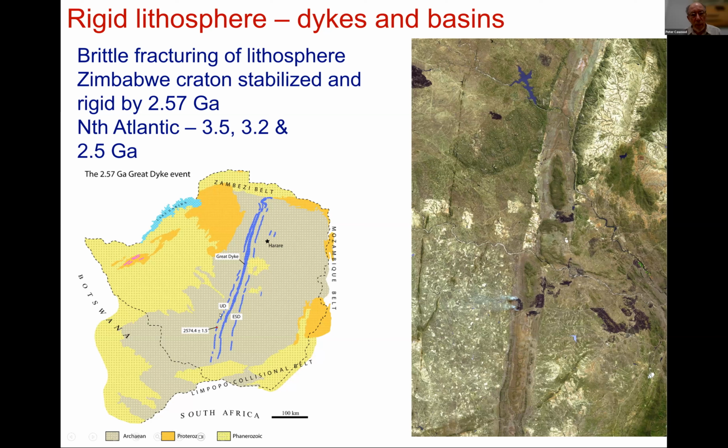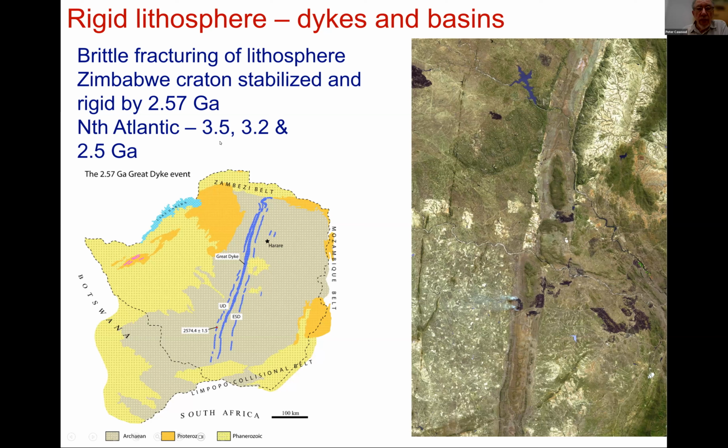So here's the Zimbabwe craton in southern Africa, scale here of 100 kilometers, and the Great Dike, dated at 2.57 billion years, traverses the entire craton. Here it is in an air photo. You can see it's incredibly wide relative to the landform and can be traced for hundreds and hundreds of kilometers.